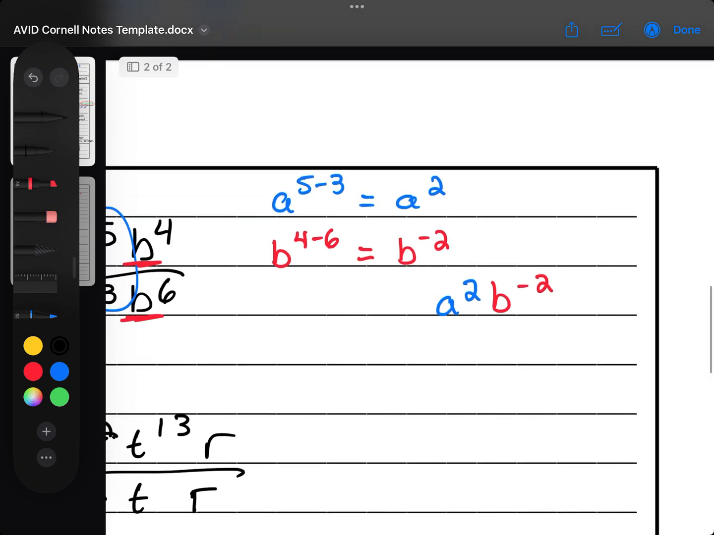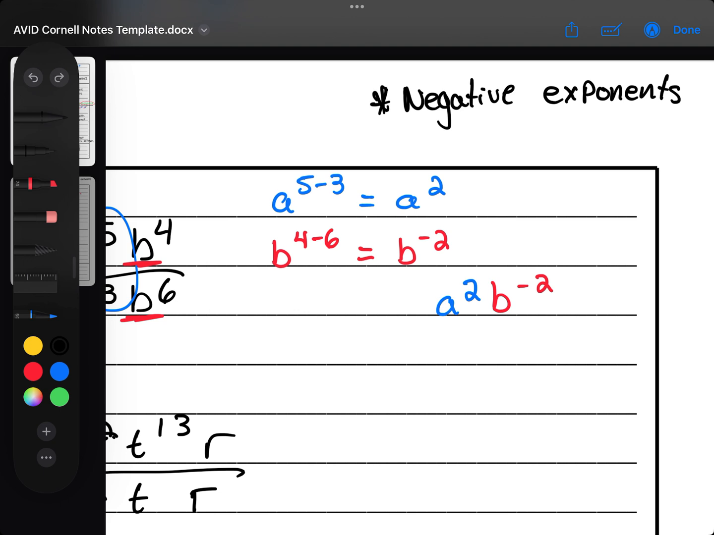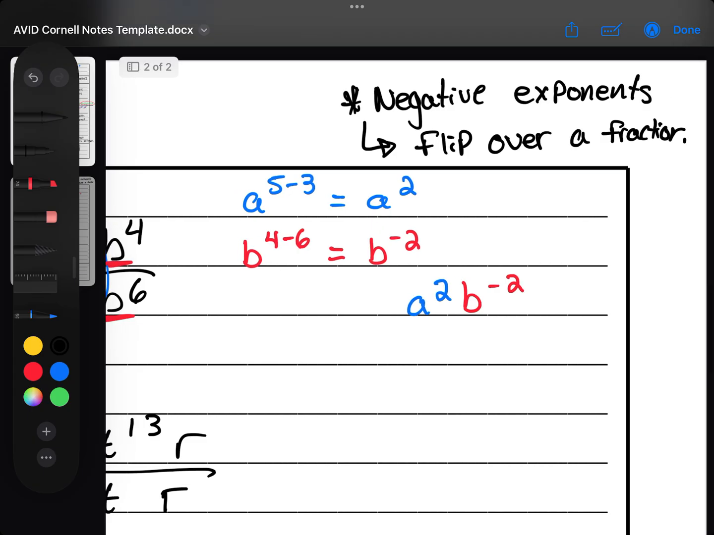This is important, okay? Write this down. Negative exponents flip over a fraction. Okay, so anytime you have a negative exponent, like b to the power of negative 2, it is going to literally flip you over a fraction and make your exponent positive.